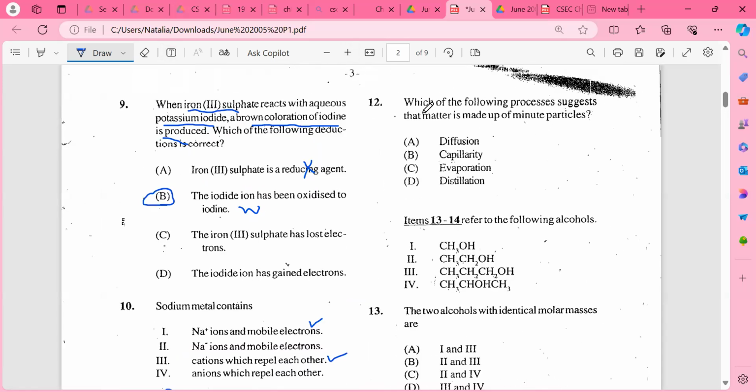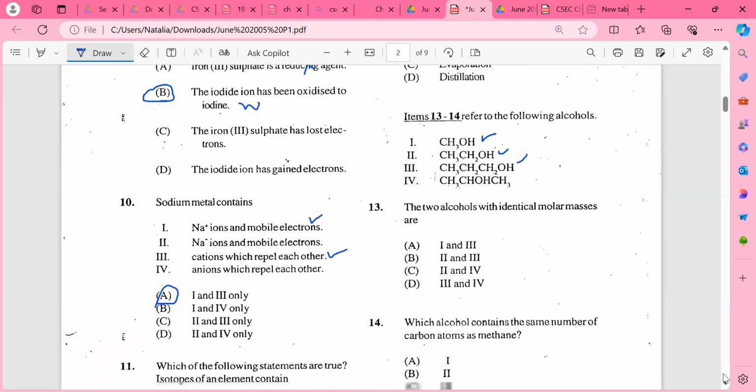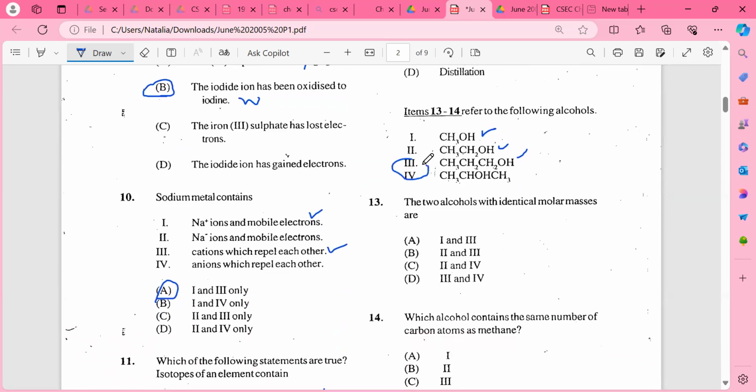Which of the following processes suggests that matter is made up of minute particles? The processes we are looking for are diffusion, osmosis, Brownian motion. Here we have methanol, ethanol, propanol, propan 2-ol. The two alcohols with identical molecular mass would be the ones that have the same number of each atom. So it would be 2 and 3, propanol and propan 2-ol. 3 and 4, these two.